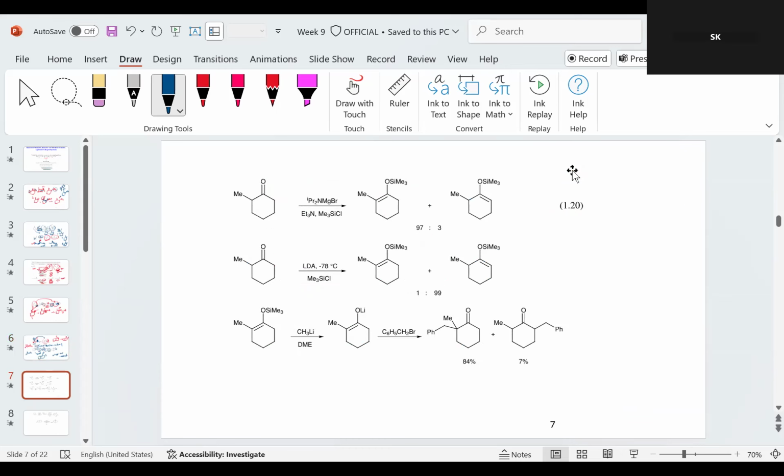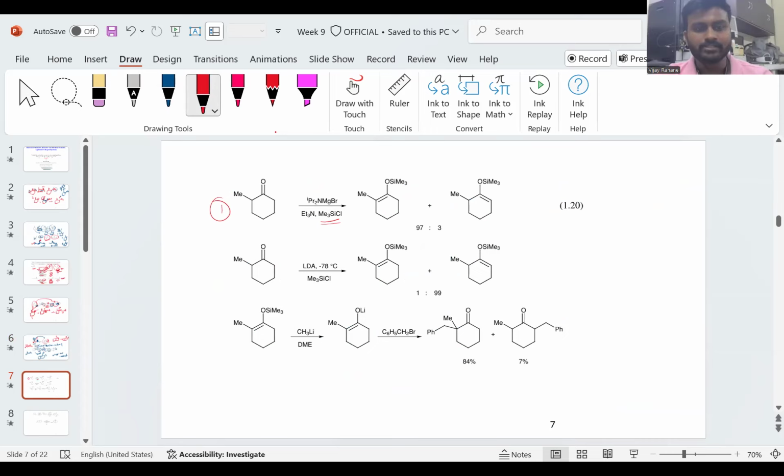So let's see some examples of how the reaction works under different conditions. This is the first example, in which you can see added isopropyl magnesium bromide. So this is kind of a base, right? And the electrophile here we have is Me3SiCl, the silyl chloride. So upon addition of the silyl chloride, what happens?